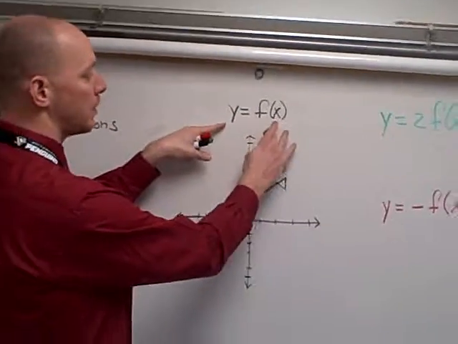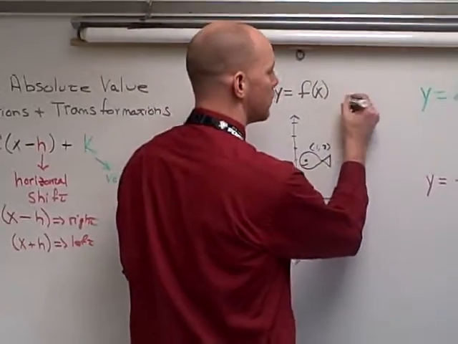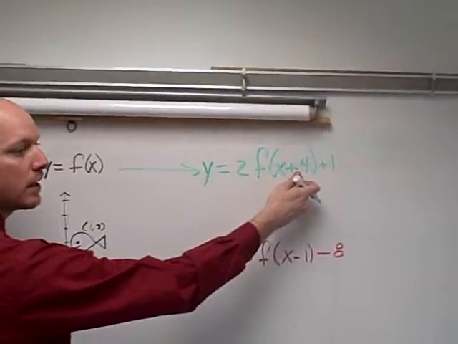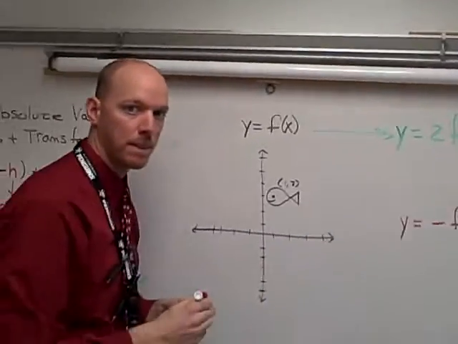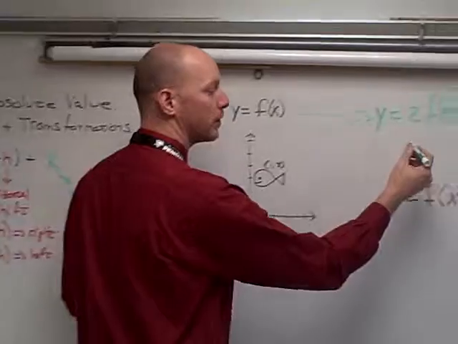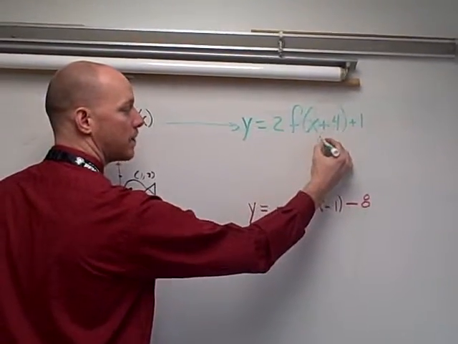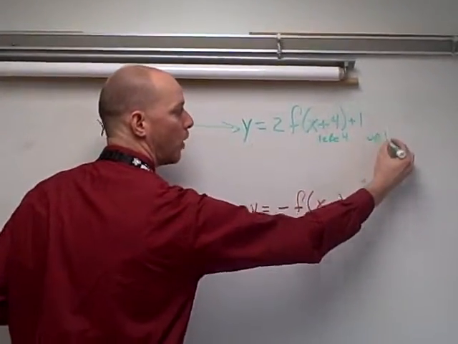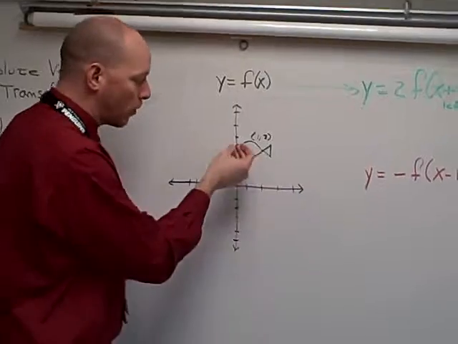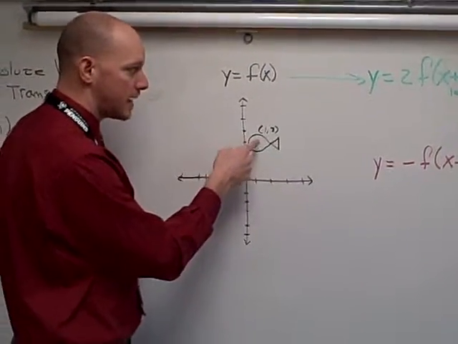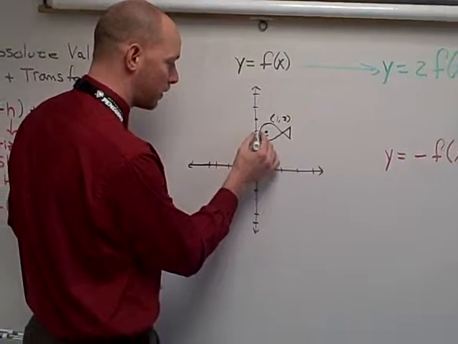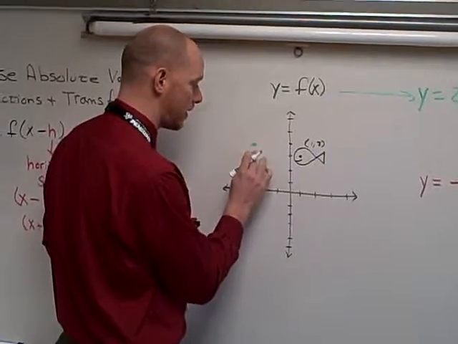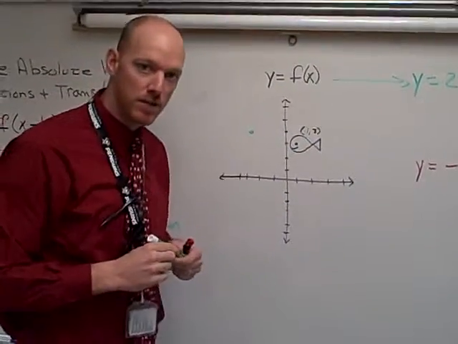So if we take our original function and do the following manipulations, we have 2 times the function of x plus 4, plus 1. What this is going to do is, first, this tells me I'm going to shift it left 4 units and up 1 unit. The focal point on our function is the eyeball, so I'm going to move this left 4, 1, 2, 3, 4, and then up 1, to right about there. So there's the new eyeball of my fish.